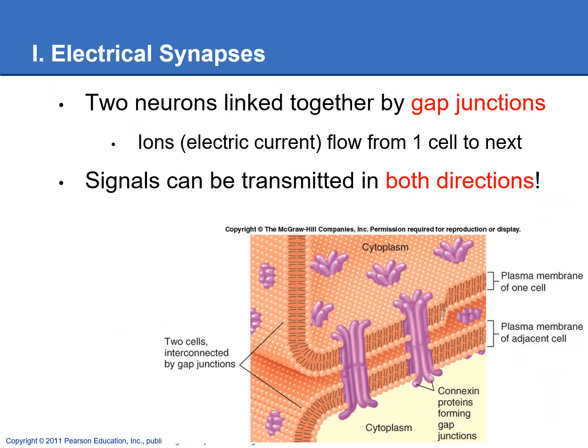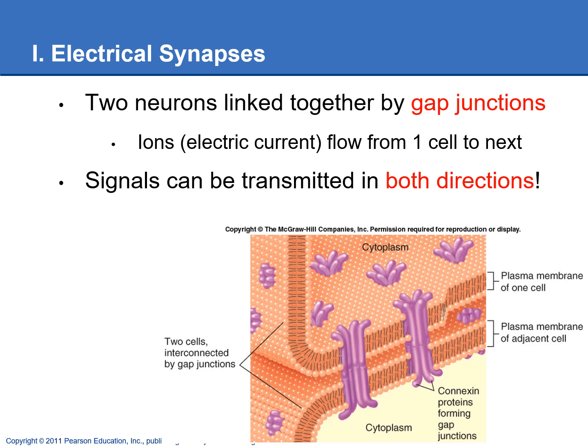In electrical synapses, the two neurons are joined together by gap junctions. So you can see in this picture below, you've got one neuron on the top here, and the other neuron on the bottom, and you can see how they're joined together by gap junctions. And ions will flow through the gap junctions from one neuron to the next, and that's how the action potentials are transmitted from one neuron to the next. And the action potentials can flow in both directions, so they could flow from the top neuron to the bottom or from the bottom neuron to the top one.